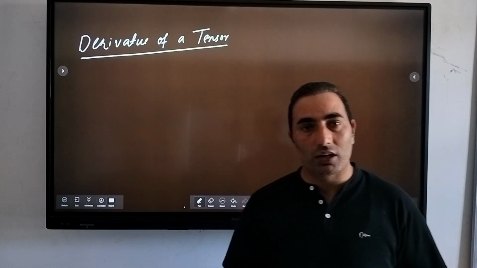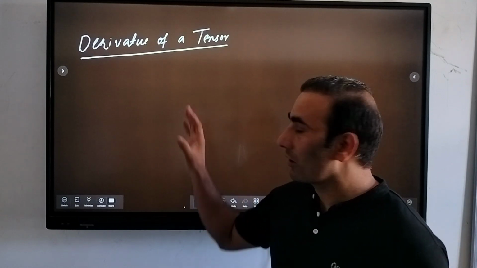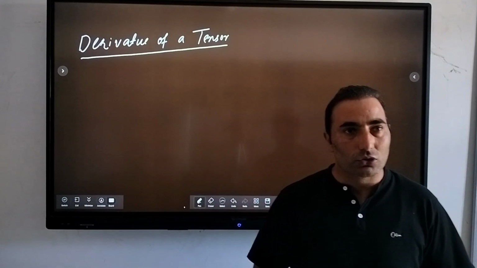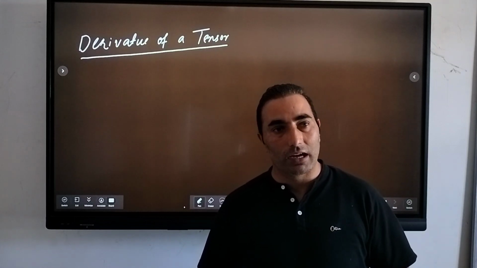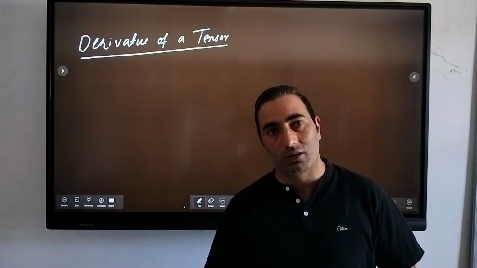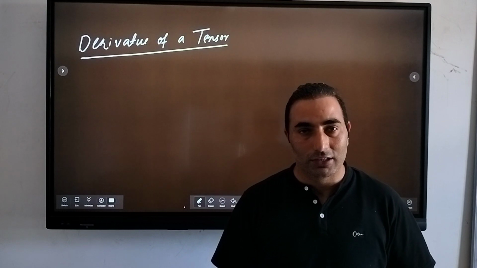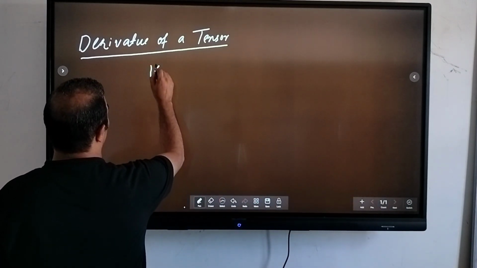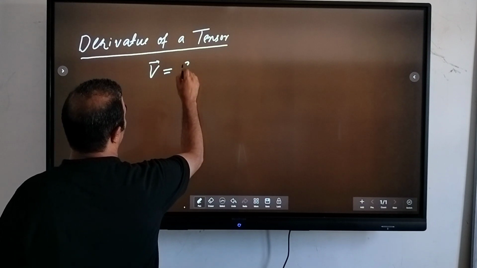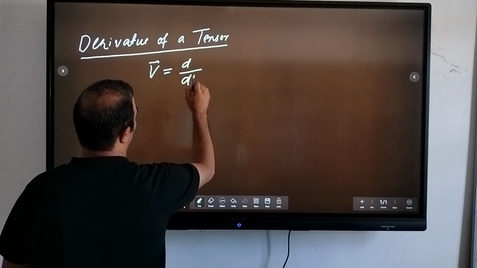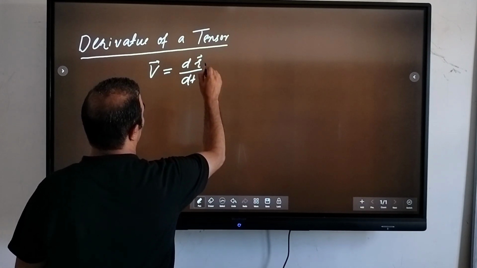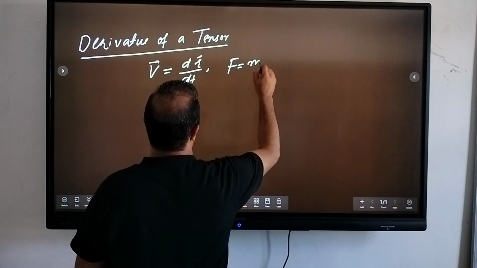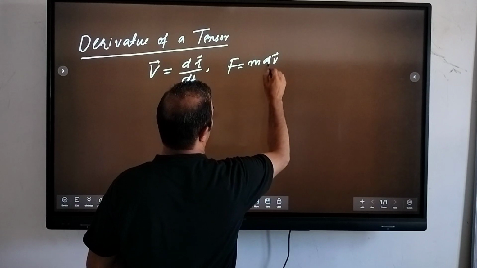Now today's lecture topic is, if we take the derivative of a tensor, right? So in physics we have so many quantities, like velocity. We write that velocity is basically a derivative of the position vector. Or you talk about the acceleration or the force, that's m dv by dt, right?